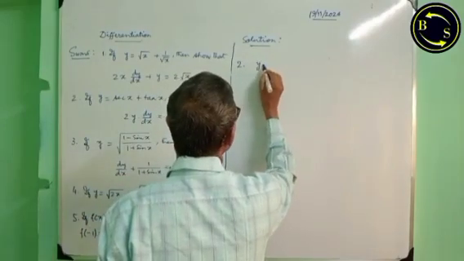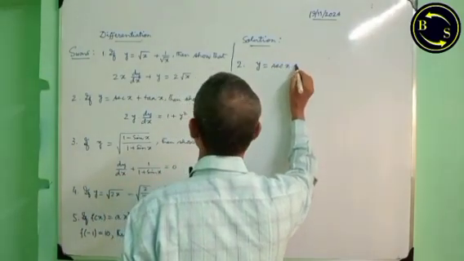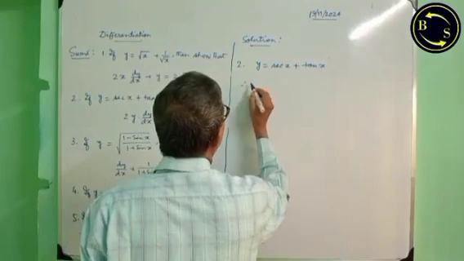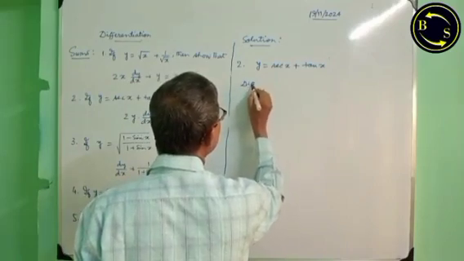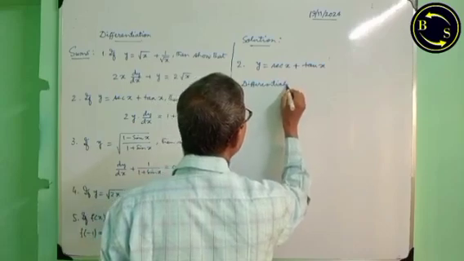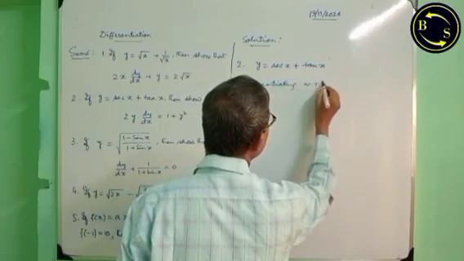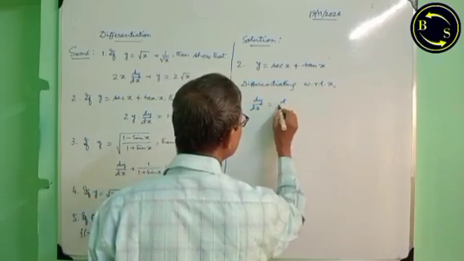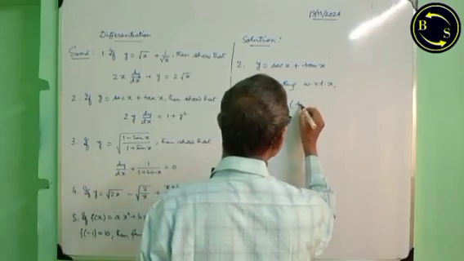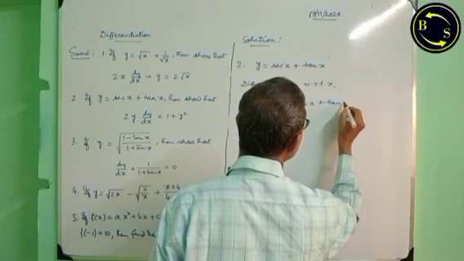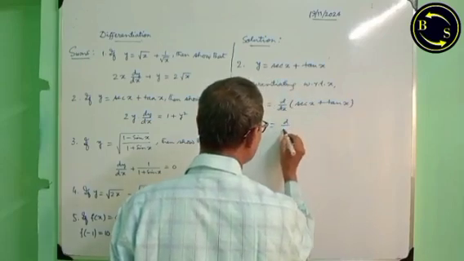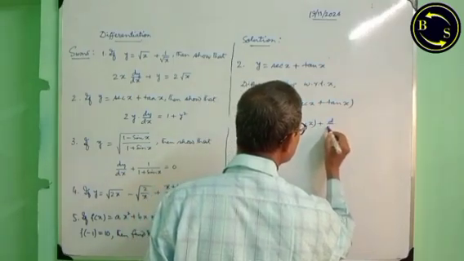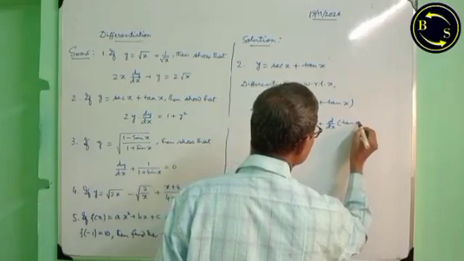Given y is equal to sec x plus 10x. Therefore, differentiating with respect to x, dy dx is d/dx of sec x plus 10x, that will be equal to d/dx sec x plus d/dx 10x.